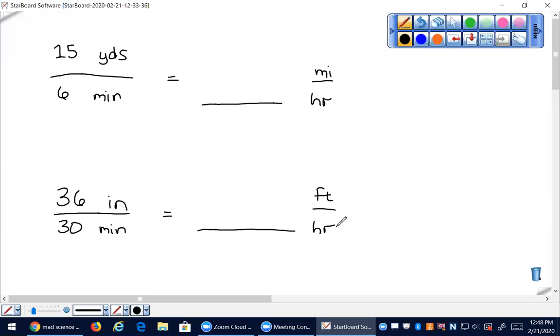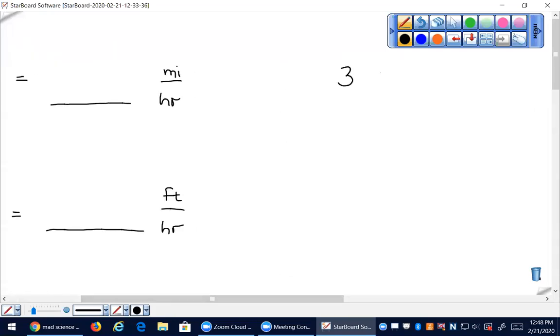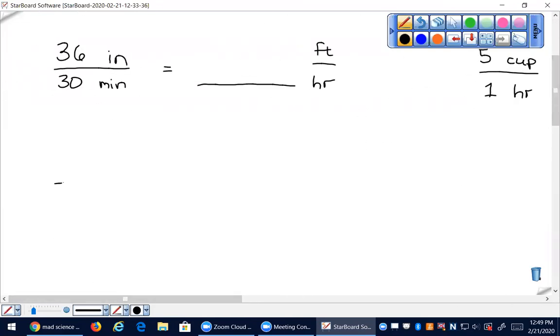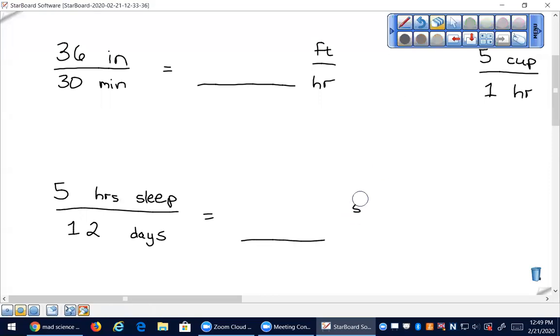Okay, that's good too. What other problems did groups have? 3 miles an hour is how many feet per second? Okay. 5 cups in 1 hour, how many gallons in 1 day? Okay, Samantha had a neat one. Some poor person gets 5 hours of sleep every 12 days. How much is this in hours of sleep per year?